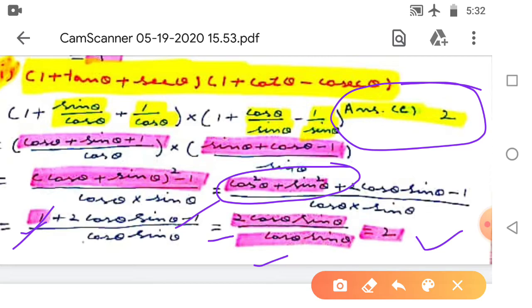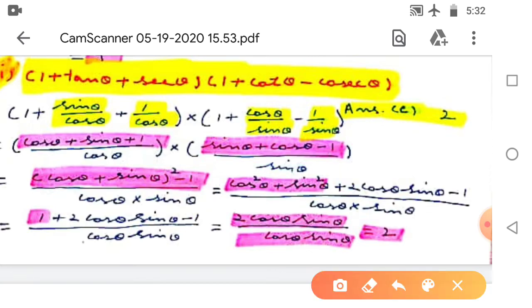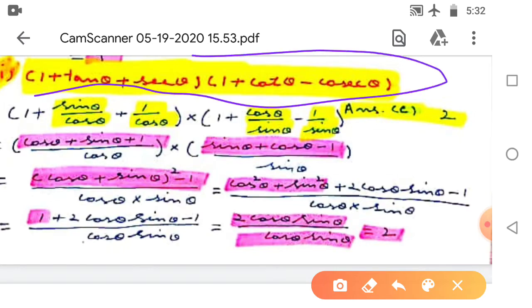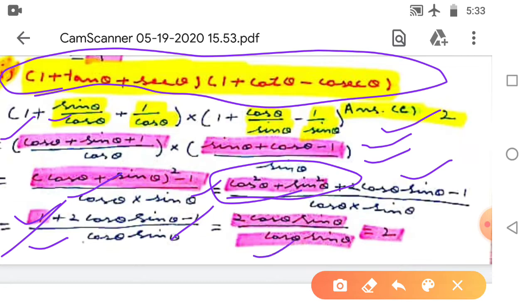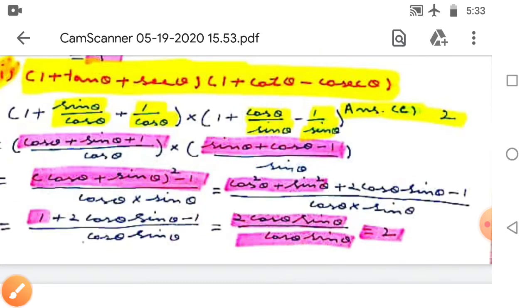So in this question, there is no identity which we can apply directly, so we convert all these trigonometry ratios into basics, that is, in terms of sine theta and cos theta, and take the LCM. As far as the numerator is concerned, this is in the form of a plus b into a minus b, so it becomes a square minus b square here. Open the bracket and cancel with 1, since sine square theta plus cos square theta is 1 here. So that 1 is gone, and we are left with 2 cos theta sine theta upon cos theta sine theta, that is equal to 2.